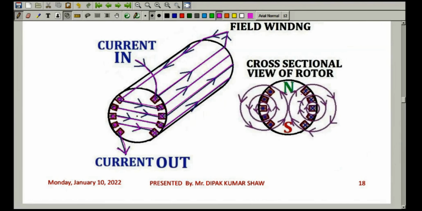Now you apply the right hand grip rule, and you can plot the magnetic lines of flux. So you can see this is your north pole face, and this thing is your south pole face.